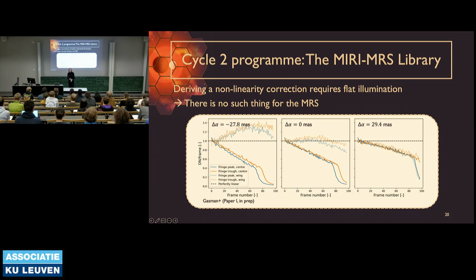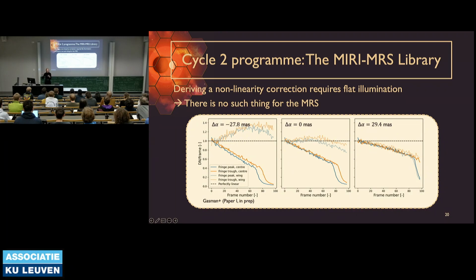So as I said, you need this flat illumination, and I already said that there's no such thing as flat illumination for the MRS because of fringing. And here we're demonstrating the fact that the ramps do really change depending on whether you're looking at a fringe peak or a fringe trough. So these are, again, the different pointings, and instead of showing just the raw ramp signature, we're looking at the rates instead. I've just taken the difference between the different frames, and this is what you end up with, right? So what you're expecting from the nonlinearity is that this rate decreases quite steadily, right? So that's what we're seeing for the brighter ones.